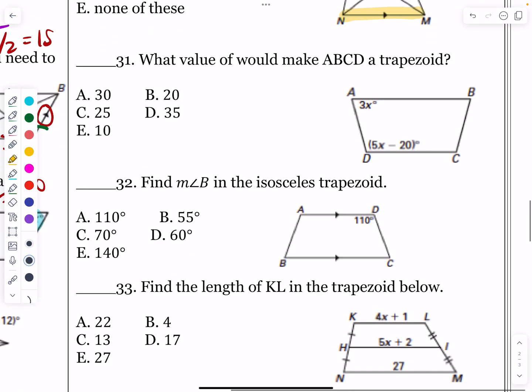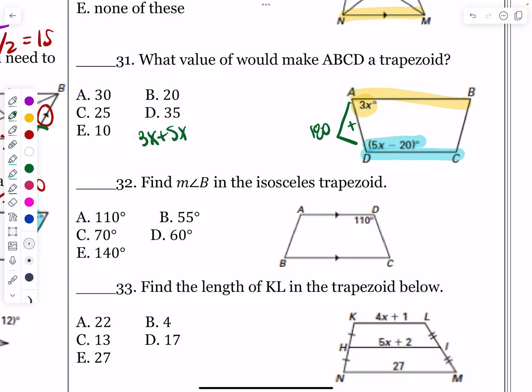What value would make this shape a trapezoid? So A is 3x. That sits on this yellow base. Let's see, D is 5x minus 20. That sits on this blue base. Those are not congruent to each other, but those are same side interior angles, so they should add up to 180. So 3x plus 5x minus 20 have a sum of 180.